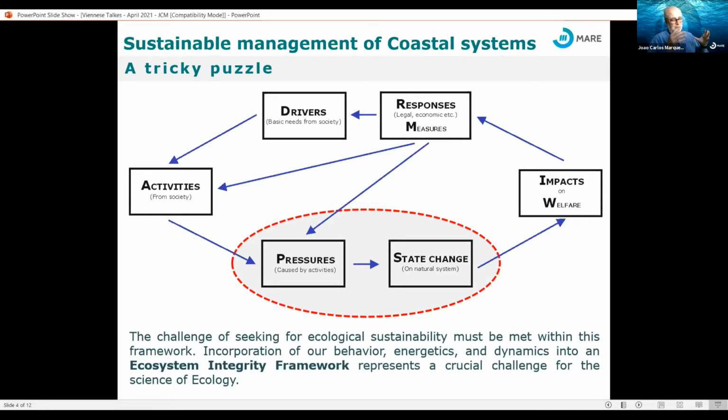Pressures can change the state of the system. This will impact on the welfare, so we need to respond in some way. So we have measures that might be legal, it might be economical, it might be from the engineering point of view. Of course, the measures are going to influence the drivers, changing them, but they can act directly on the activities or on the pressures. So this is a complex system where ecological sustainability must always be seen within an ecosystem integrated framework and ecosystem integrity framework. And to reach this is really a crucial challenge in terms of ecology and the science of ecology.